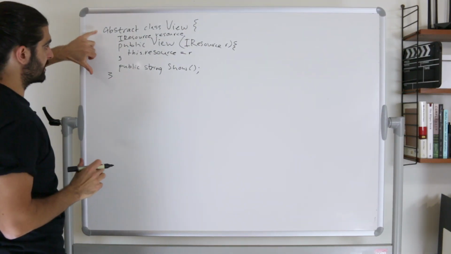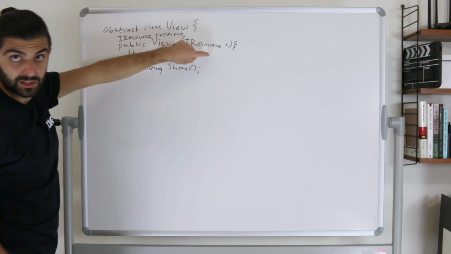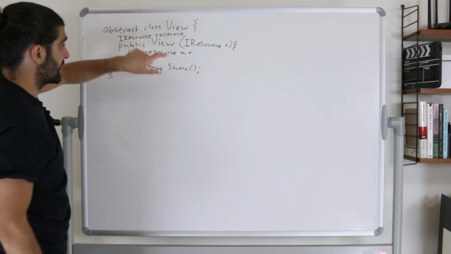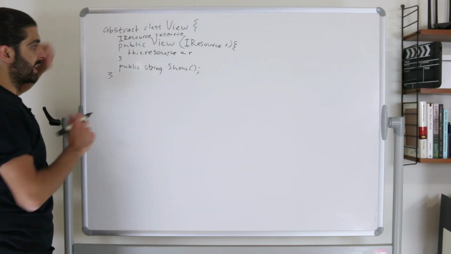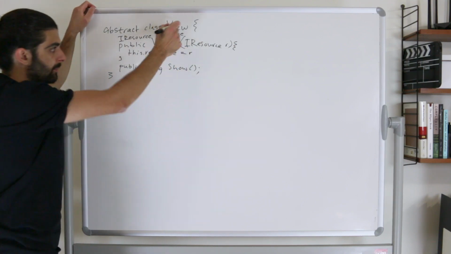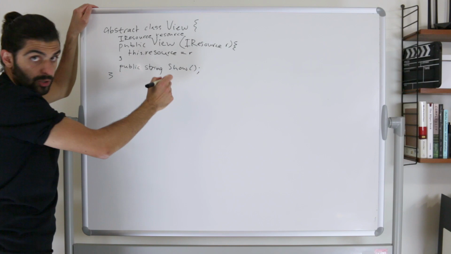The abstract class has 3 pieces. It takes a resource through the constructor, and it sets that resource to its own instance variable of type resource, and then it specifies that to be a view, you need to implement the method show.